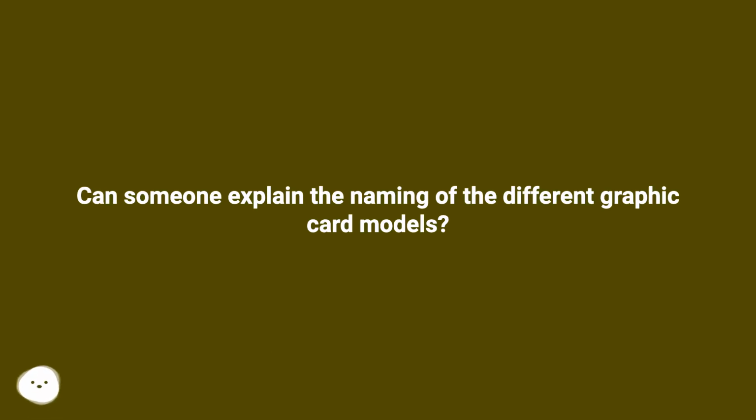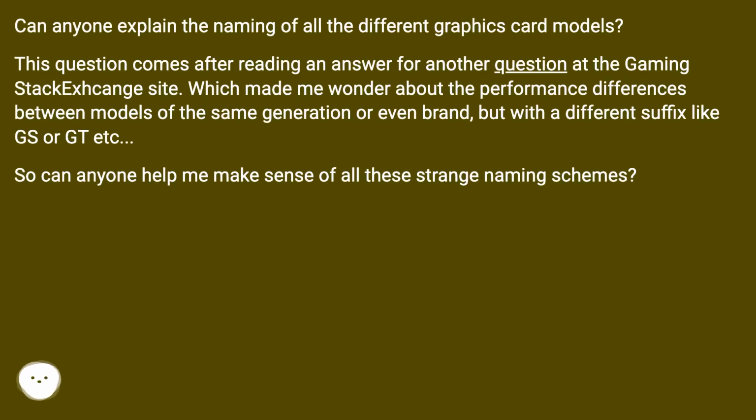Can someone explain the naming of the different graphics card models? This question comes after reading an answer to another question on the Gaming Stack Exchange site, which made me wonder about the performance differences between models of the same generation or even brand, but with a different suffix like GS or GT, etc. So can anyone help me make sense of all these strange naming schemes?